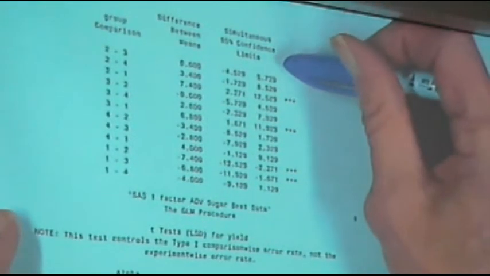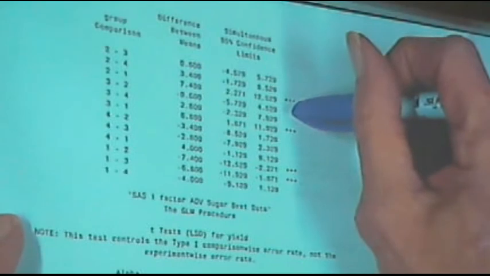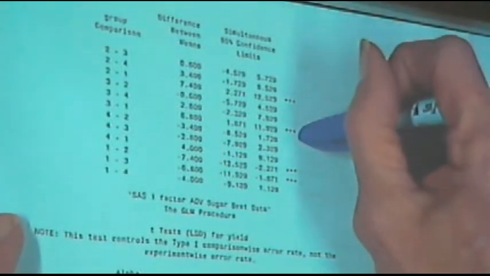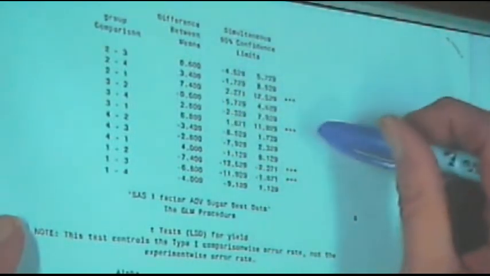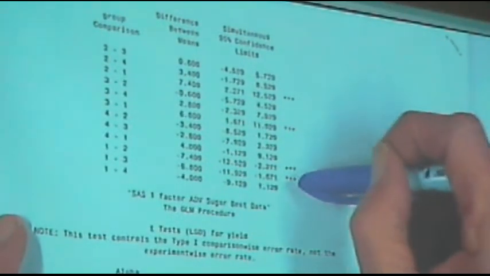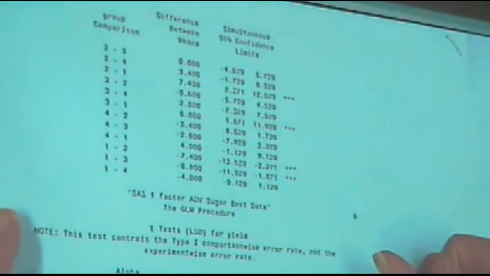But we get the confidence limits, and then there's these stars over here, which are going to star the intervals that do not contain 0. So if we look at them, the ones that do not contain 0 are these 4 that are starred here. The others contain 0.